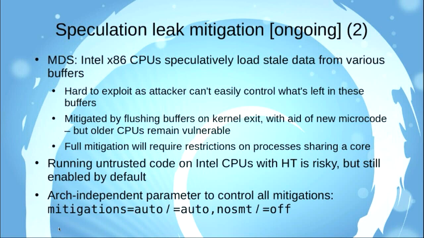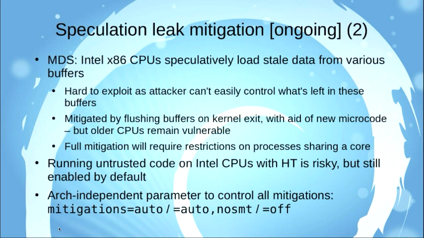A full mitigation again would require that you never put 2 processes on the same core unless they trust each other. So running untrusted code on Intel CPUs with hyperthreading enabled is kind of risky now, but it is still enabled by default because no one wanted to take that performance hit, or to make everyone pay that performance hit.